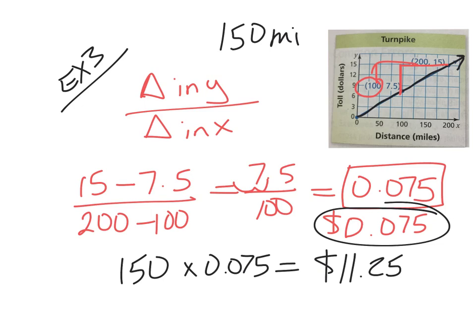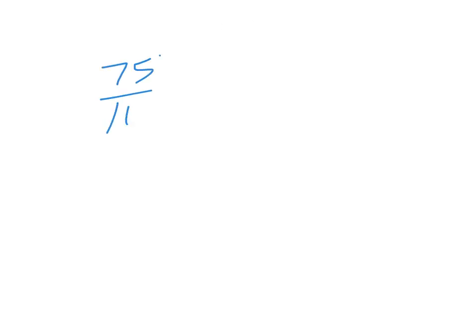So this is one way you could have done it. What we did, we solved for a unit rate. When you solve for a unit rate, it means you're taking your fraction down to over 1. The other way we could have done this is leave it as this proportion. So let me write that. We have 7.5 over 100. Yeah. Okay? So that was our proportion.